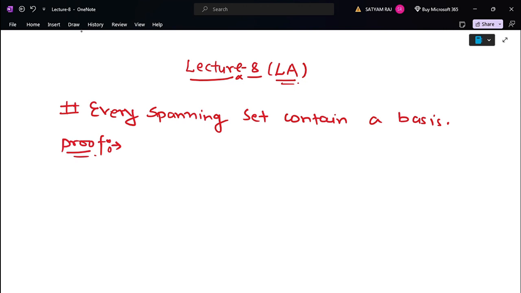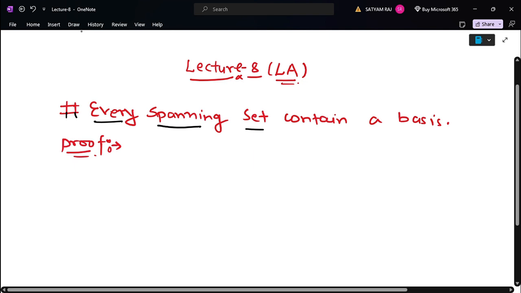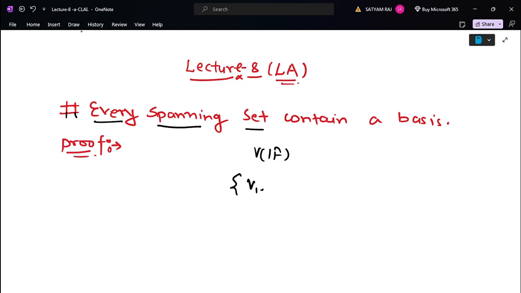In this lecture, we will prove the statement which says that every spanning set contains a basis. What does it mean? By the statement, we have a vector space V over F and we have some vectors v1 to vn which span the whole vector space. The meaning of spanning has been discussed in previous lectures. You can visit them if you do not know what is meant by spanning.